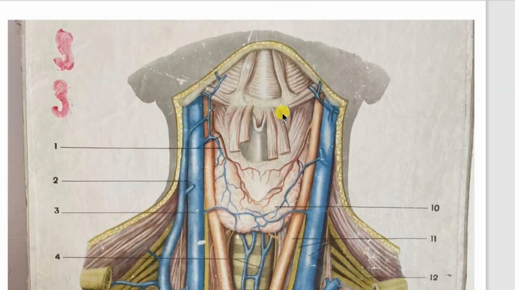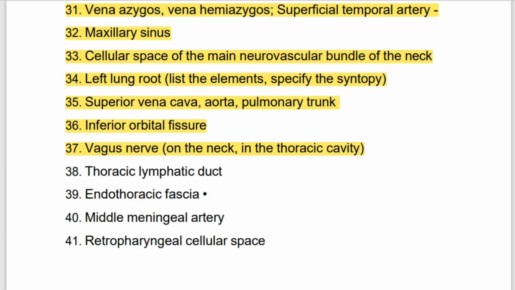It's the major part of the parasympathetic system. It controls specific body functions such as your digestion, heart rate, and immune system. These functions are involuntary, which means you can't consciously control them. So the next structure we have here is the thoracic lymph duct.